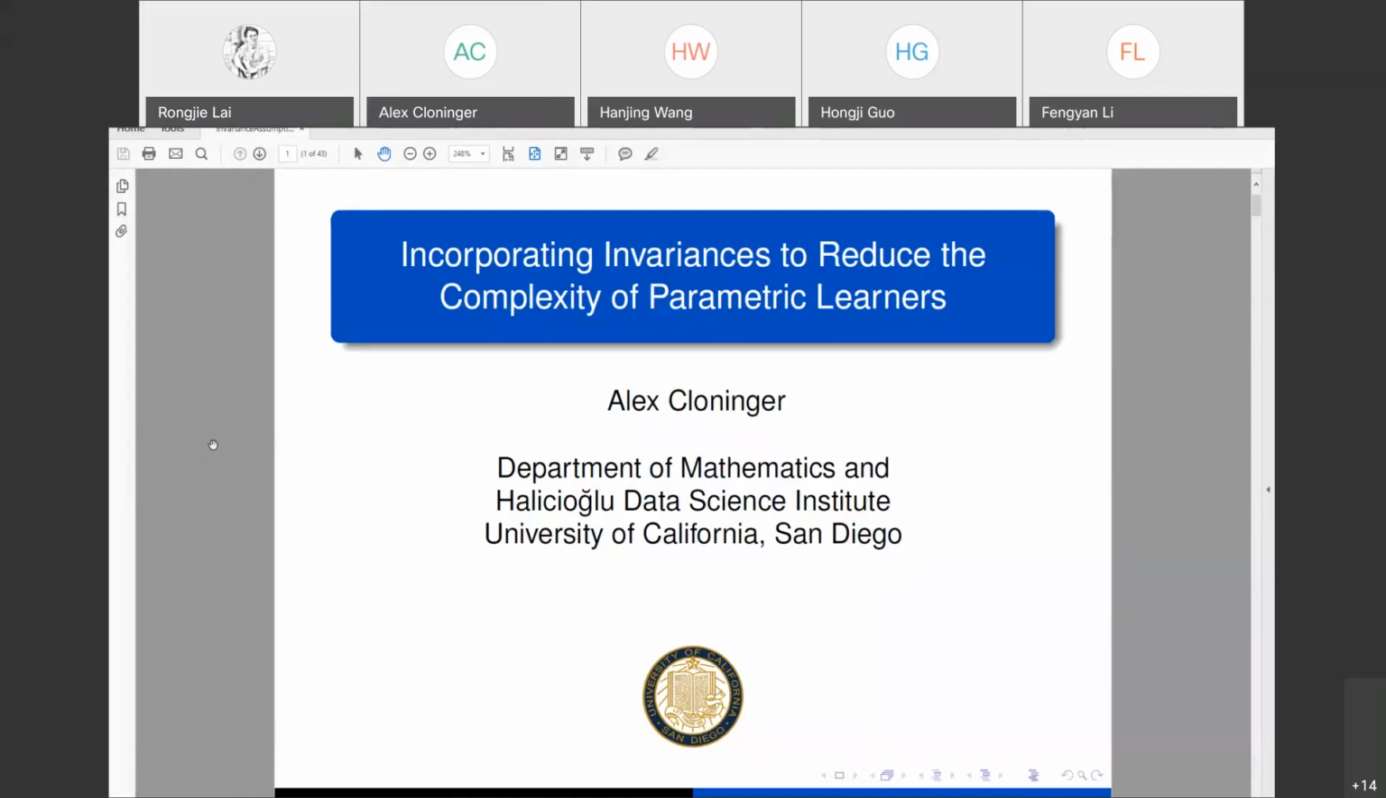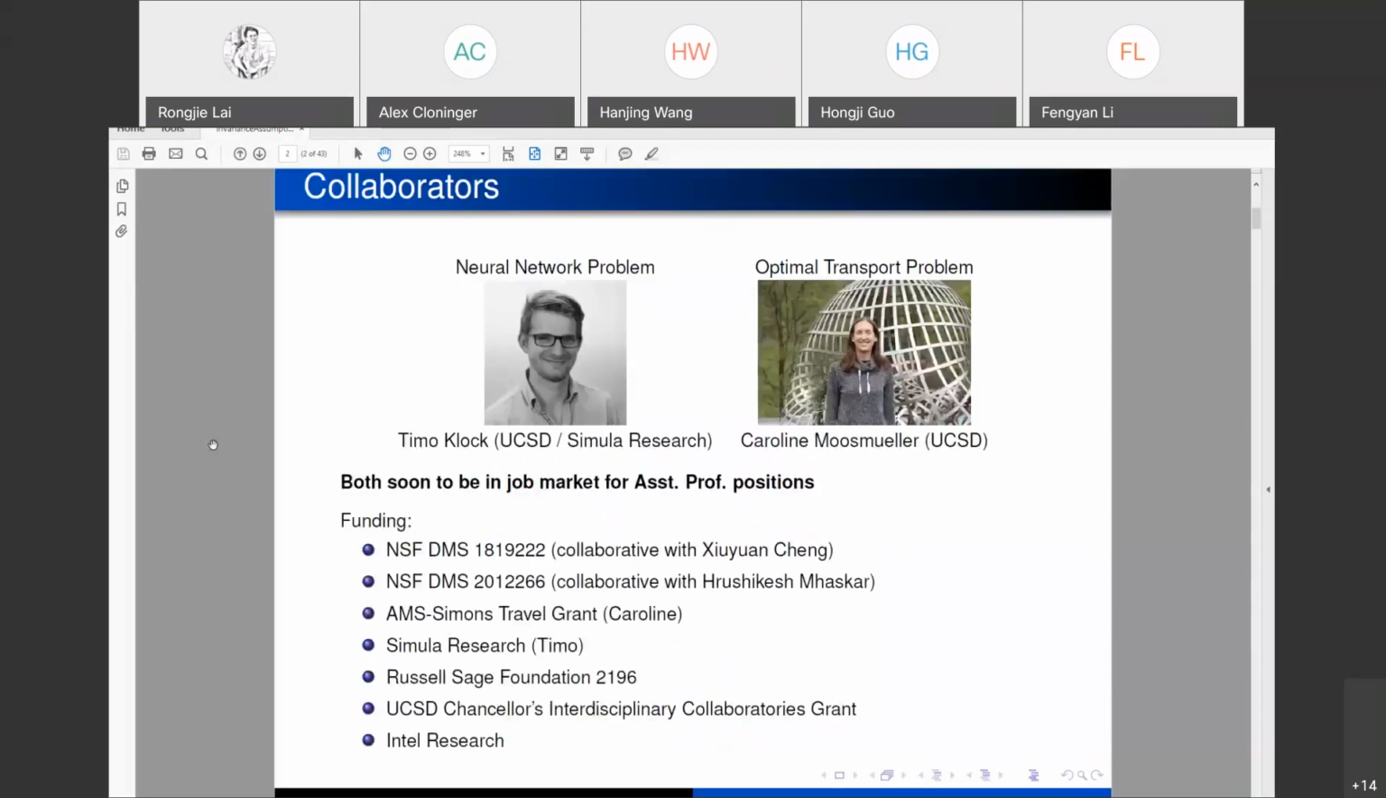Incorporating those invariances to really reduce the complexity of a parametric learning algorithm. So this is work. I'm going to start by talking about two main problems.